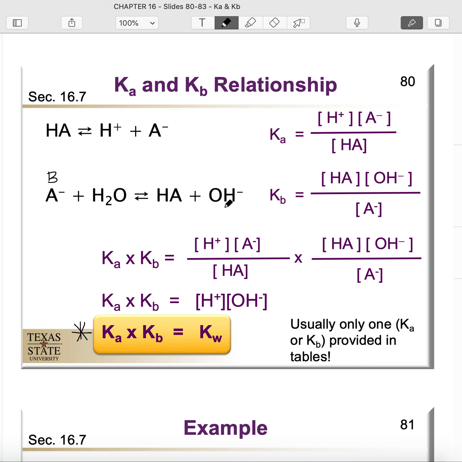hydroxide ion. I can then write my Kb expression, which is going to be the concentrations of my products divided by the concentrations of the reactants. And of course, we have to remember that water, in this particular case, is a pure liquid and thereby it's not going to participate in the equilibrium.